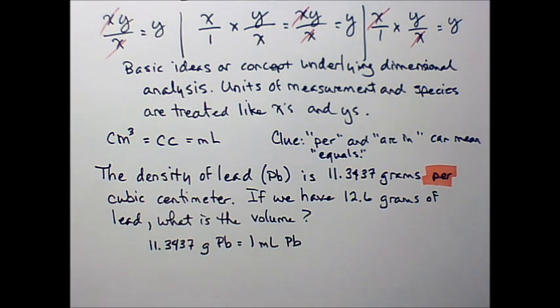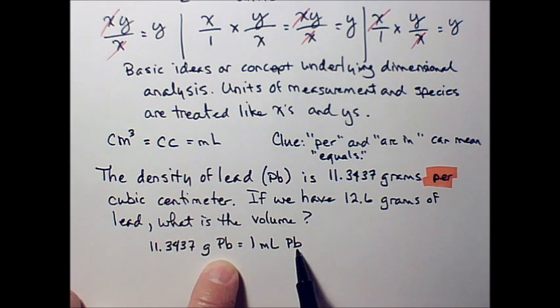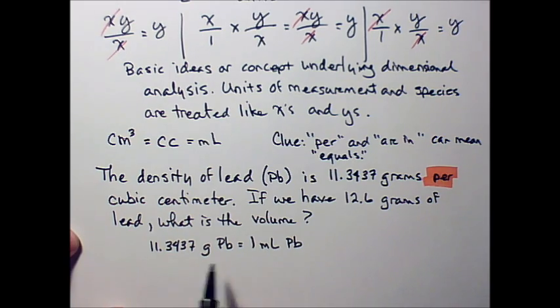Remember earlier in this week I said that you always have to write units of measurement when they go with a number, and you also have to write the species. I said this earlier, but I didn't tell you what it was about. The species, when it applies, well, this is one case where it applies. These measurements apply to lead. It only applies to lead. Only lead has this density. So that's an equality statement.